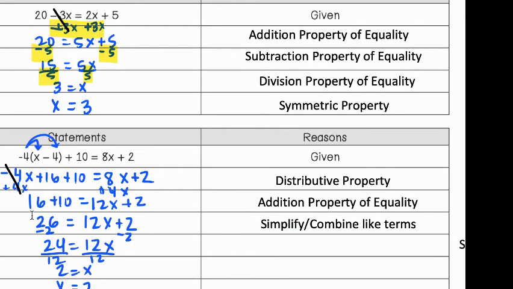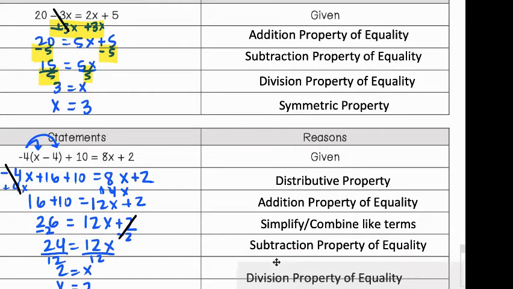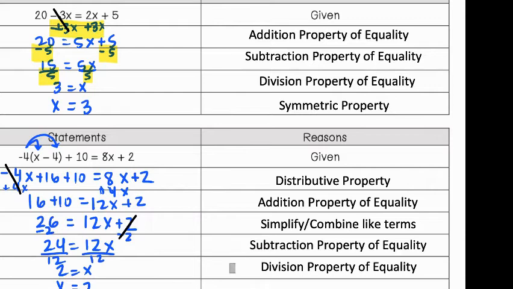Then I'm going to subtract 2 from both sides, and I'm doing that in order to eliminate my positive 2 constant there. So that was the subtraction property of equality, both sides there. Then I divided by 12 on both sides, so the division property of equality. And finally, I went from 2 equals x to x equals 2, and that was my symmetric property.